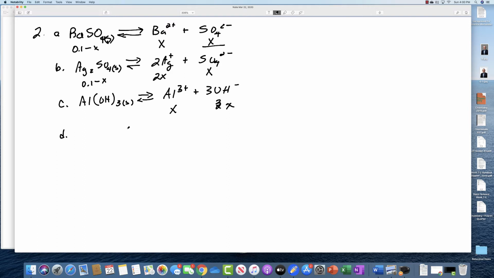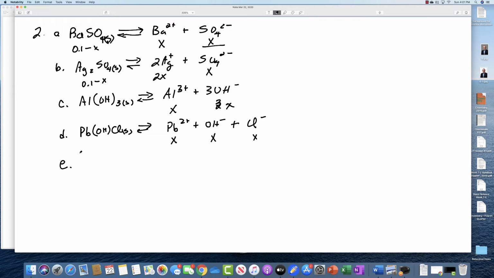D is lead hydroxychloride solid. Hydroxychloride solid forms a lead ion, which is 2 plus, a hydroxide ion plus a chloride ion. And if the hydroxide ion is X, then both the lead and the hydroxide ion or chloride ions are also X.